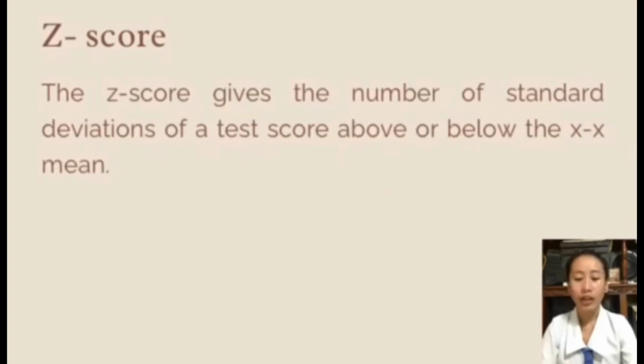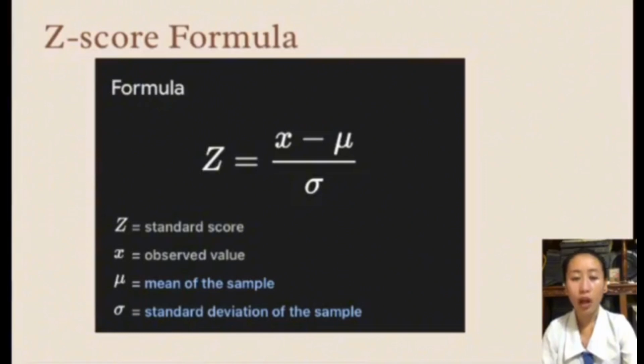So z-score. The z-score gives the number of standard deviations of a test score above or below the mean. So the formula of z-score is z equals x minus mu over sigma, where x is the individual value, mu is the mean, and sigma is the standard deviation.